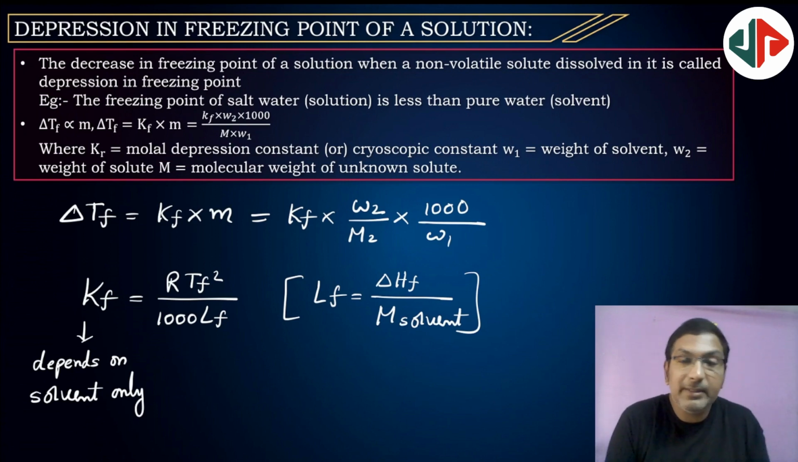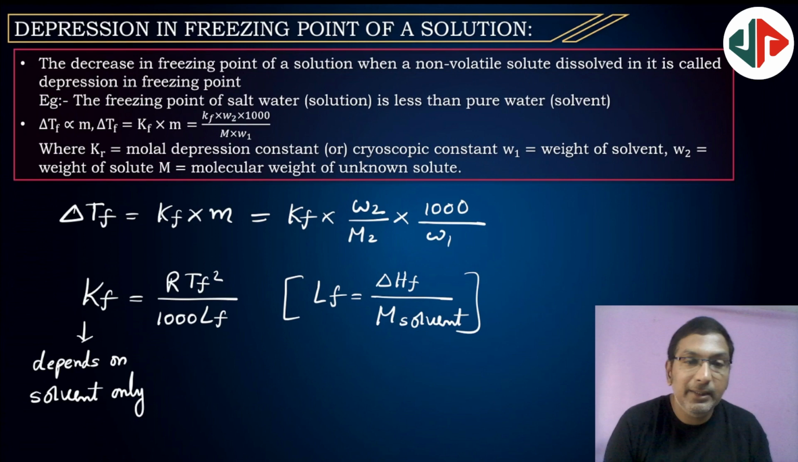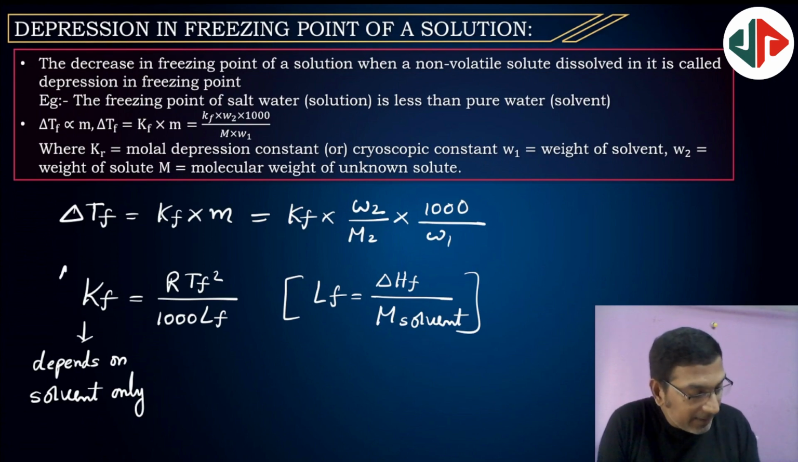So Kf is the property of solvent only, or Tf square by 1000 into Lf, where Lf equals delta Hf by molecular weight of solvent. R is gas constant, Tf is freezing point of solvent, Lf latent heat of fusion of solvent. Delta Hf is change in enthalpy of fusion of solvent. Capital M is molecular weight of solvent. So from this you can calculate Kf.